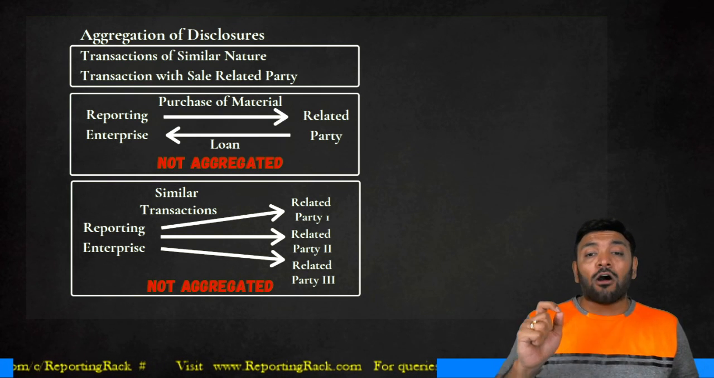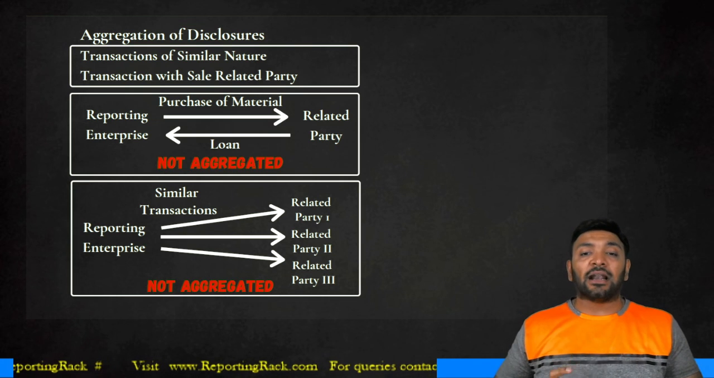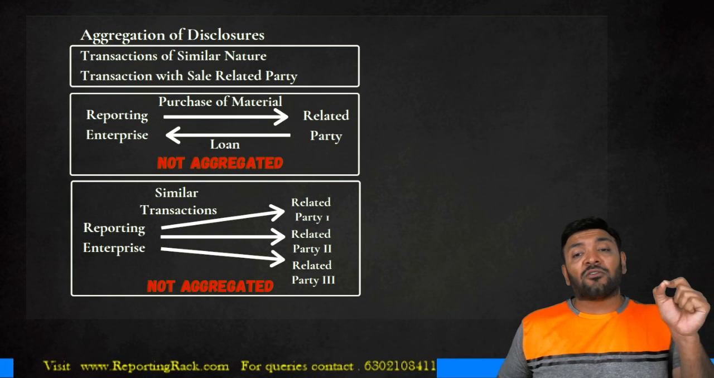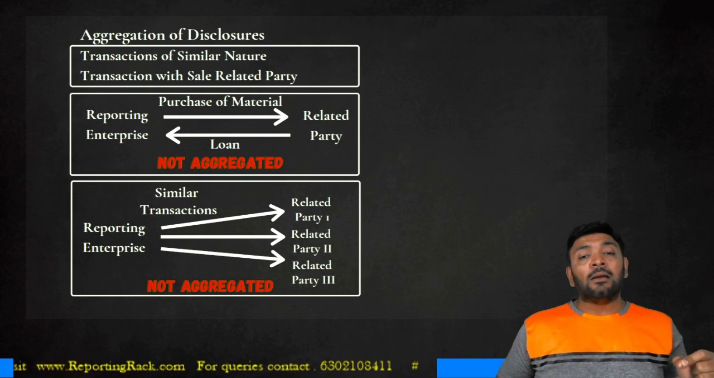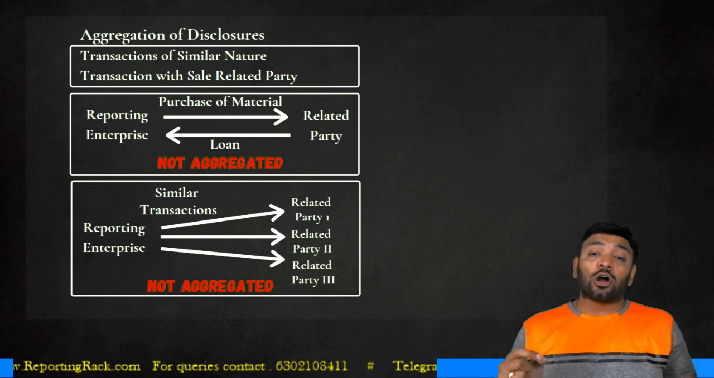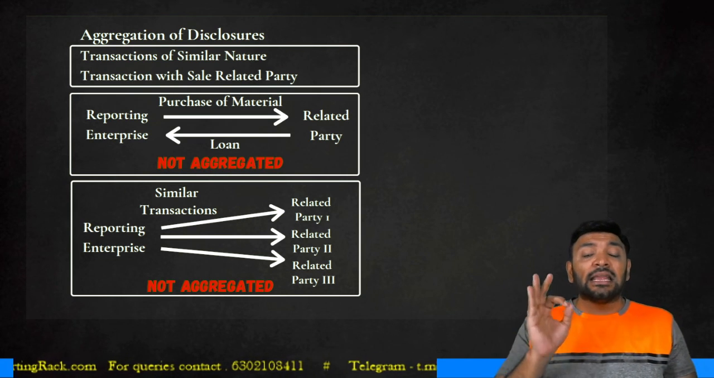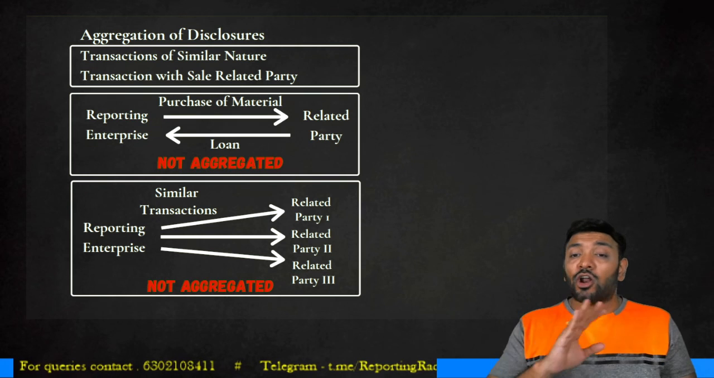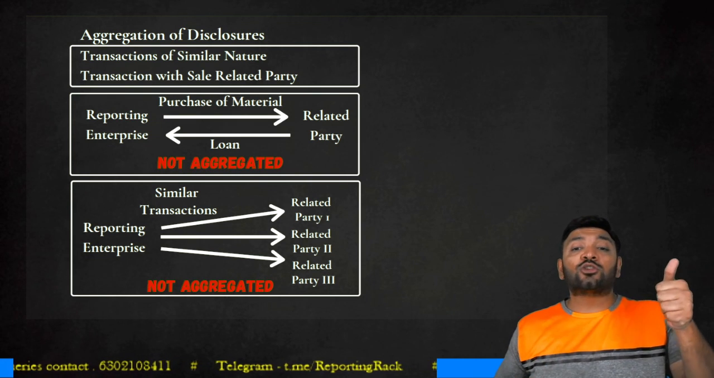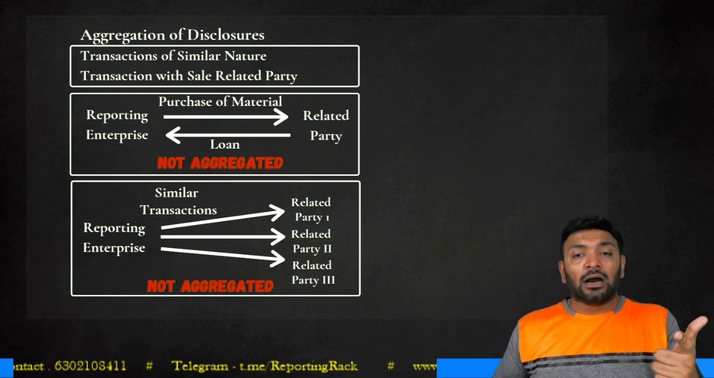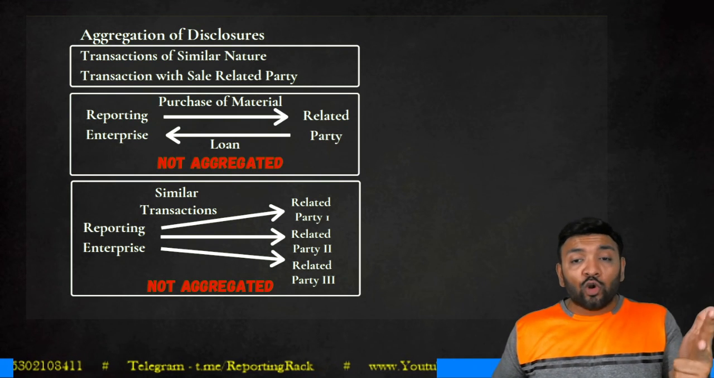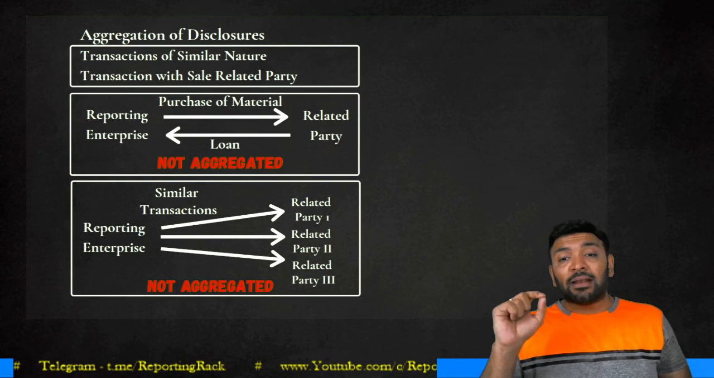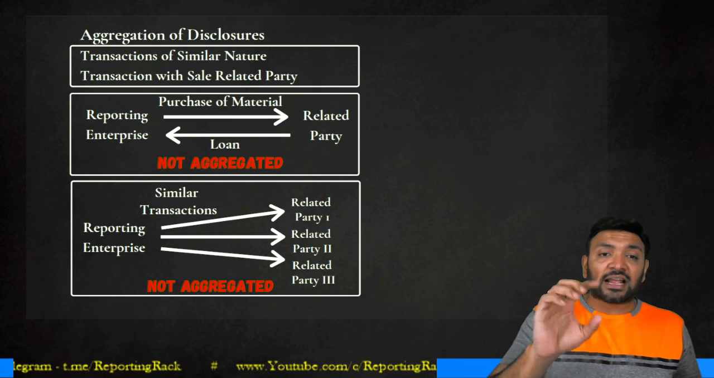If it is a transaction of similar nature with the same related party, it can be aggregated. Purchase of raw material from X, which is a related party, purchase of raw material from Y, which is also a related party, purchase of raw material from Z, which is also a related party, cannot be aggregated even though the transaction is of the same nature, because it is not with the same enterprise. I purchased raw material from X, I purchased fixed assets from X, I took a loan from X, you cannot aggregate. Though it is with the same party, it is not the same nature of transaction. You have multiple natures of transactions involved here.